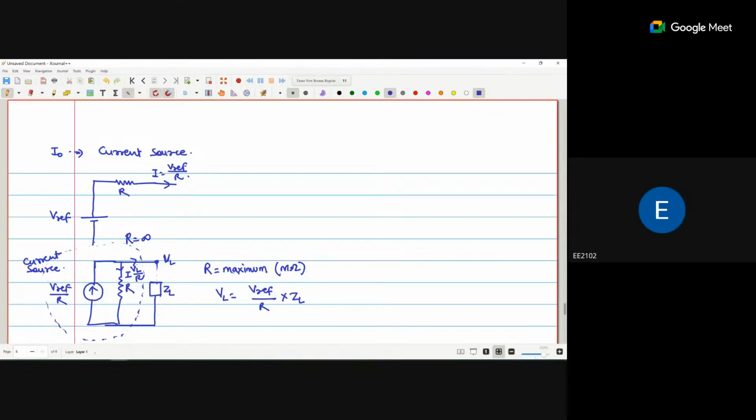So what is the current in this branch? I is VL by R. So that is Vref upon R square into ZL.